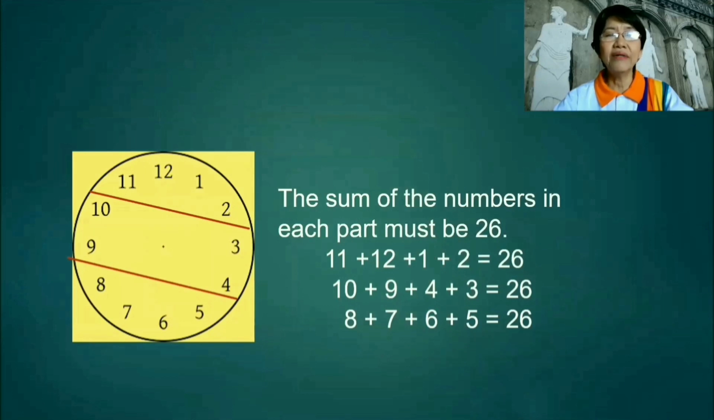So by trial and error, we have arrived at this answer. And if we add the numbers in this part, we have 11 plus 12 plus 1 plus 2 equals 26. And then in this part, we have 10 plus 9 plus 4 plus 3 is equal to 26. And then in this part, we also have 26. So we have satisfied the requirement of the problem.